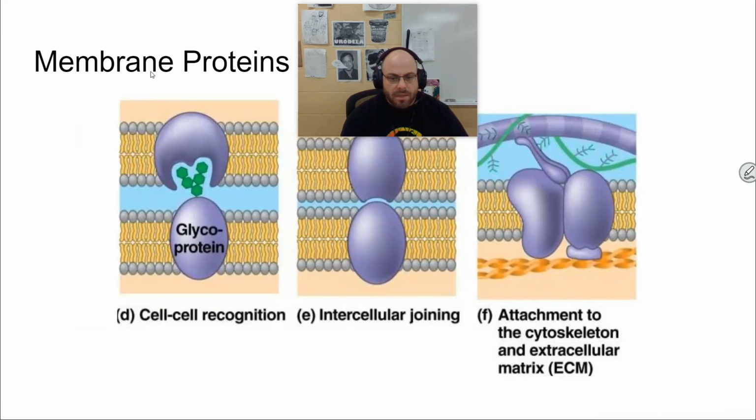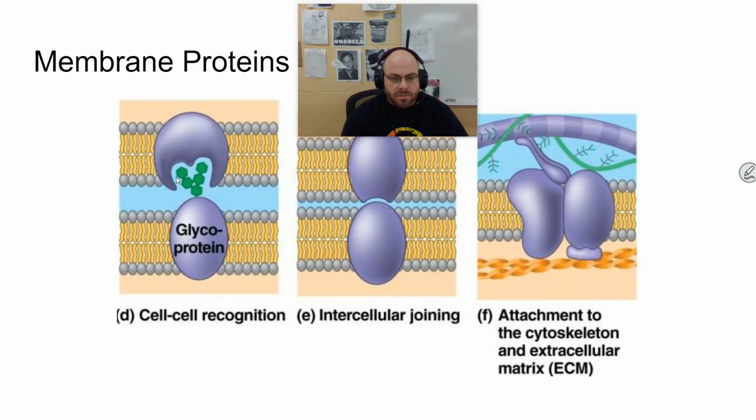We'll have a unit about that. Cell-to-cell recognition, so how one cell recognizes another cell as being self or non-self. This would be like an immunity function. Intercellular joining, physically joining two cells together so that they don't separate. And attachment to the cytoskeleton and extracellular matrix, which we don't have to go into detail with, but I think the best way to understand this is it allows the inside of the cell, you can see the connections here, the cytoskeleton, to understand what's going on the outside of the cell, and gives some continuity between the inside and outside skeletal portions of the cell.